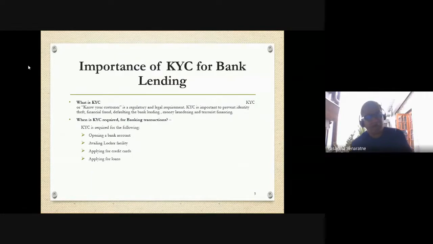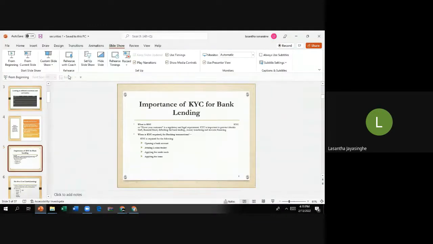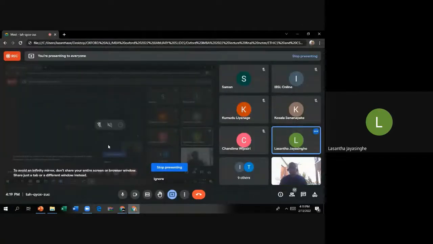When is KYC required? Any questions? Yes, Mr. Siranatha. What I see, the mistake we make as bankers, is that we do the KYC at the accounts opening table, not at the place where we discuss the advances. In practice, that is the area we should address, I think.